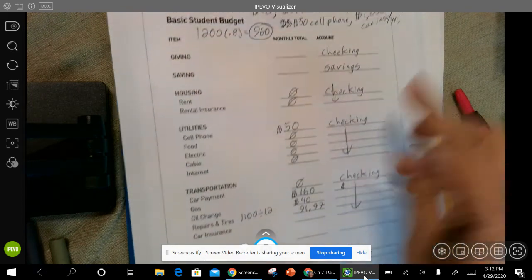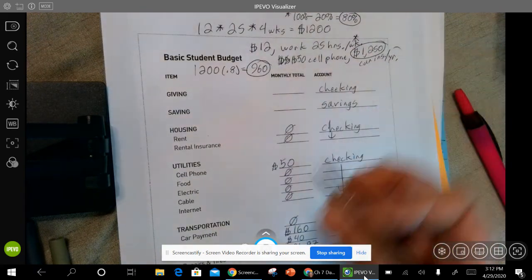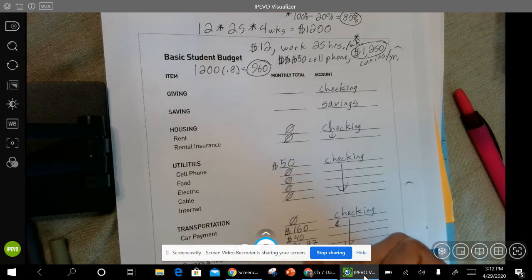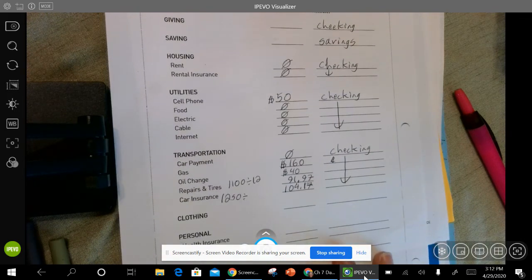Okay, car insurance. So we have this one, so it's going to be 1,250. Divide that by 12. I got 104.1666, so it's going to be 104.17. Everybody remember 5 and up, round it up. Okay. So we have all those, everybody.